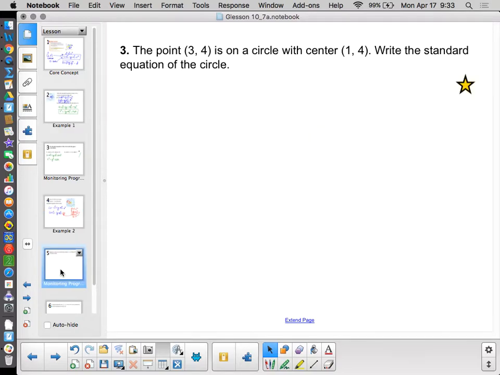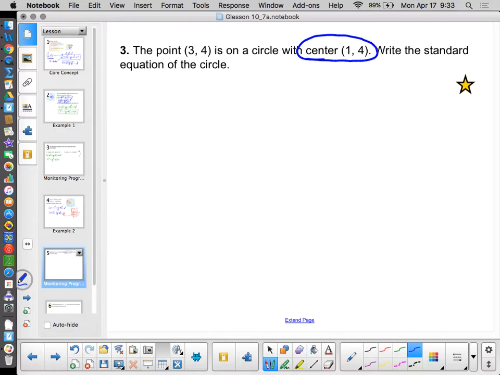This is one that's given, and we don't have a picture drawn. We're just given the information, so we are going to have to work a little bit more. It says the point 3, 4 is on the circle, and the center is 1, 4. Write the standard equation of the circle. Okay. So the center is at 1, 4, and 3, 4 is on the circle. You come up with the correct equation. That's your second question of the day.